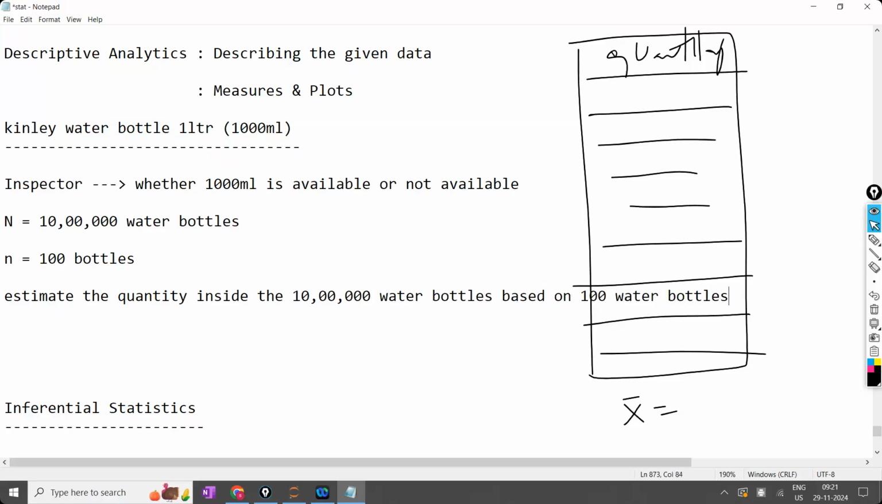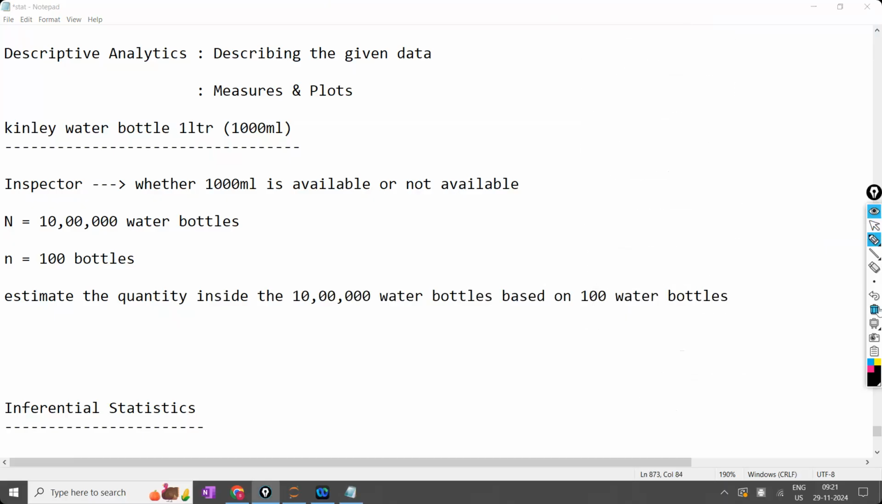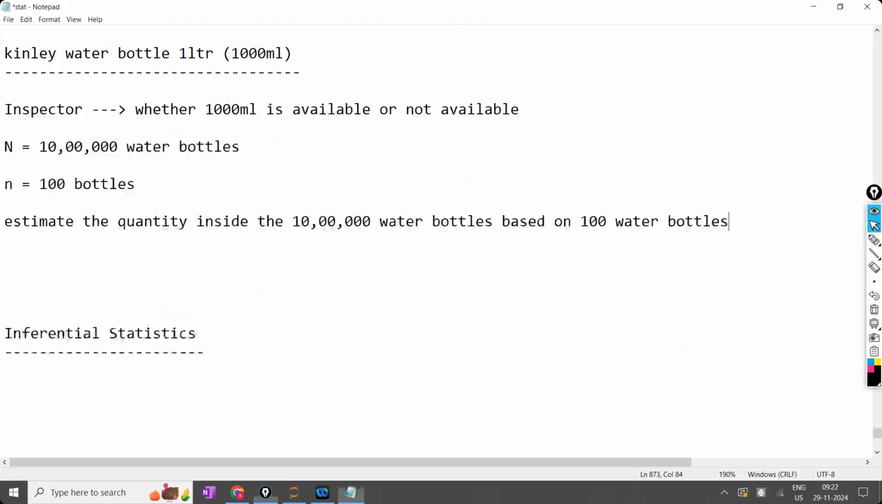For 100 water bottles, what is the quantity there? Average value. Based on that, we are estimating. We are calculating the sample mean for 100 water bottles, and we are estimating the mu value basically. So that is only called inferential statistics.